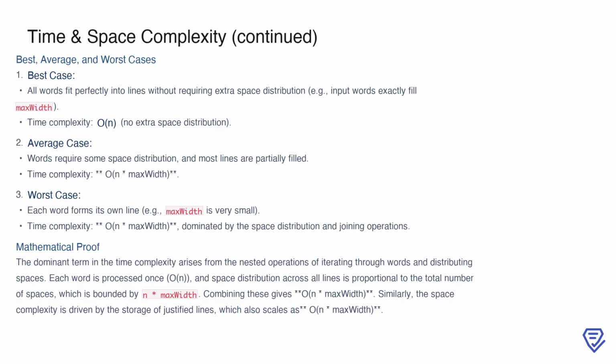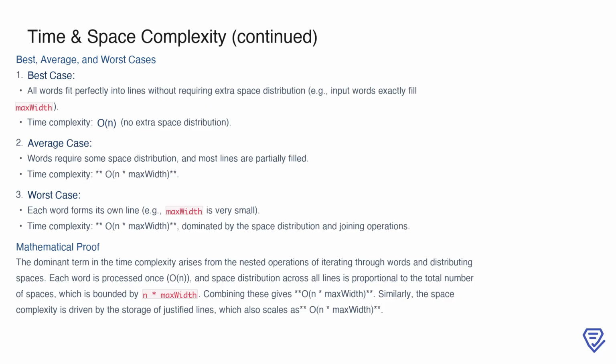In terms of best, average, and worst case scenarios, the algorithm demonstrates varying performance based on the input. In the best case, all words fit perfectly into lines without requiring additional space distribution, leading to a time complexity of O(n). In the average case, some space distribution is required, and most lines are partially filled, resulting in a time complexity of n * max width. The worst case scenario occurs when each word must occupy its own line, such as when max width is very small. Here, the time complexity is also n * max width, with space distribution and joining operations dominating the cost.